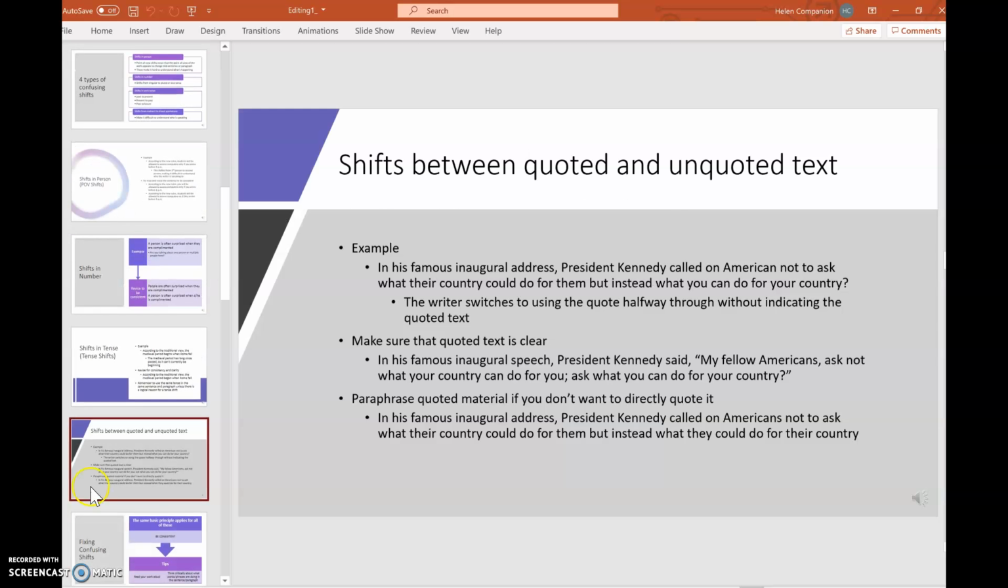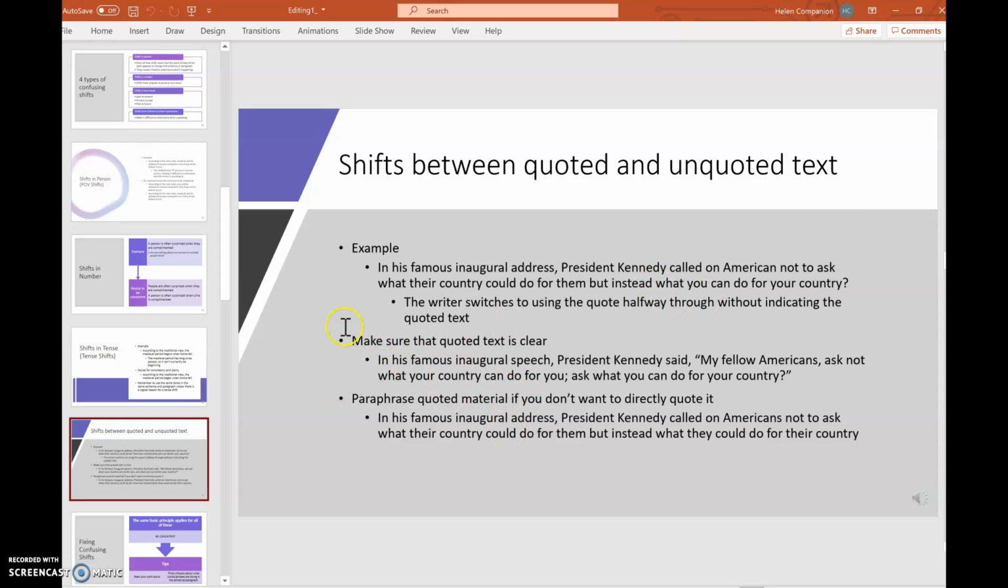Shifts between quoted and unquoted text. An example: in his famous inaugural address, President Kennedy called on Americans not to ask what their country could do for them, but instead, what can you do for your country? The writer switches to using a quote halfway through without indicating the quote.